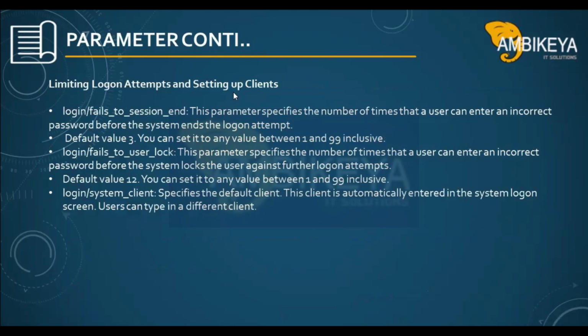Limiting logon attempts and setting up the client. For limiting, by default, if you enter the password 3 times, that session will get closed, and mostly it will provide you another 2 attempts to log in. So 5 attempts: first three, then again two. You can set attempts and all these things from here. Failed attempts to session end, then failed attempts to user lock, so after how many attempts the user should get locked. That value you can keep as 4, 2, 3, whatever you want.